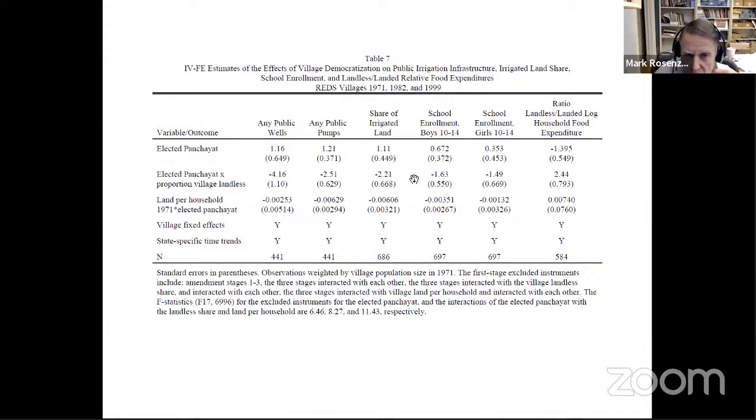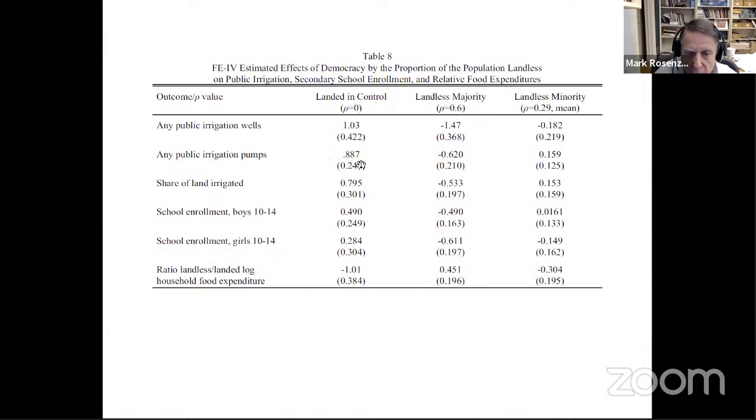When we look at these effects for the various scenarios, we find, again, when the landed are in control, there's more wells and pumps and the higher share of land irrigated. By the way, the fact that there's a higher share of land irrigated suggests that there's not perfect substitution between public irrigation and private irrigation, right? Because it does push up the total amount of irrigation. There's more school enrollment, and the landed are benefiting relative to the landless. When the landless are in the majority, we get exactly the opposite. The landless benefit relative to the landed, and they're shutting down all of the infrastructure programs.